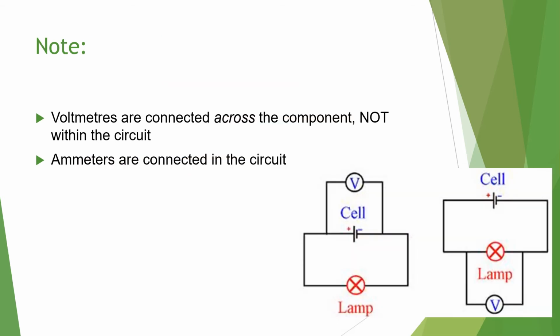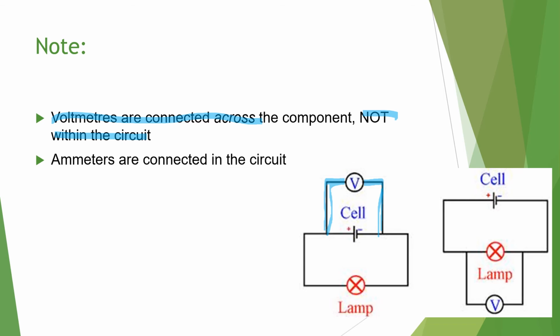Okay, voltmeters are connected across the component, not within. So when we draw these circuit diagrams, it's important to note that when you're adding a voltmeter, remember a voltmeter measures the voltage, so we like to put the voltmeter around the energy source so that we can measure the voltage at, for example, the cell or battery. When we draw the voltmeter, or in real life, it's connected across, so like outside the circuit, it's not added directly into the circuit.